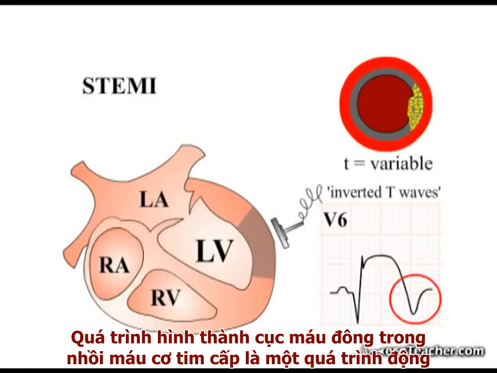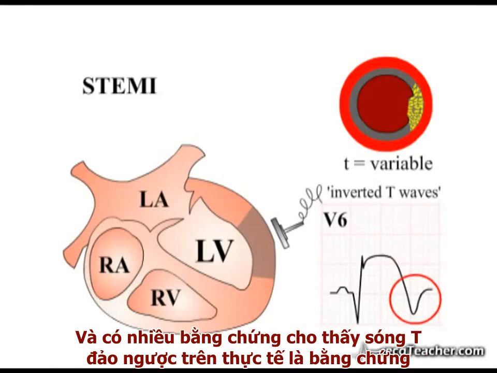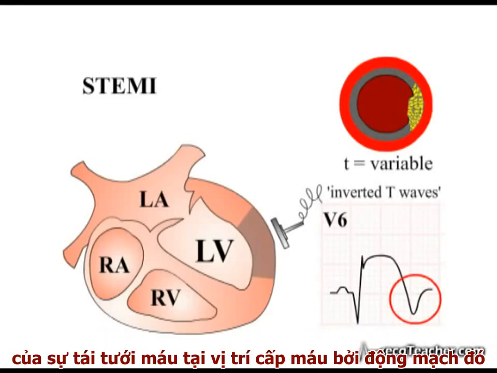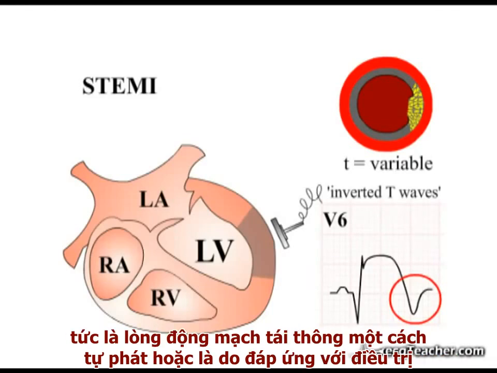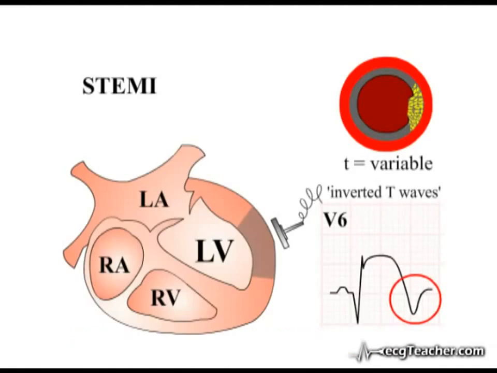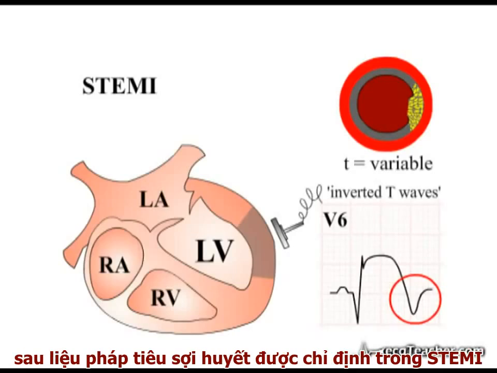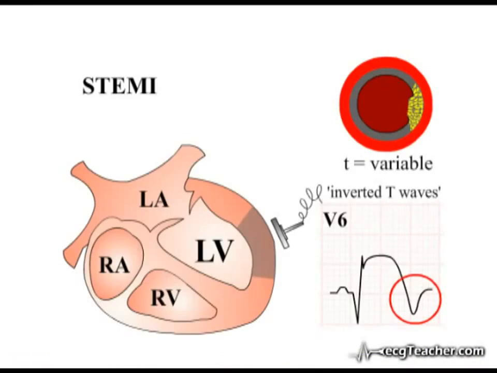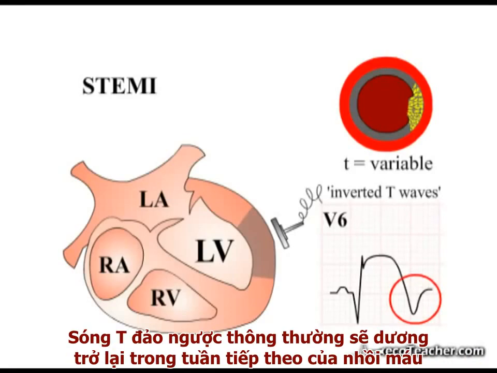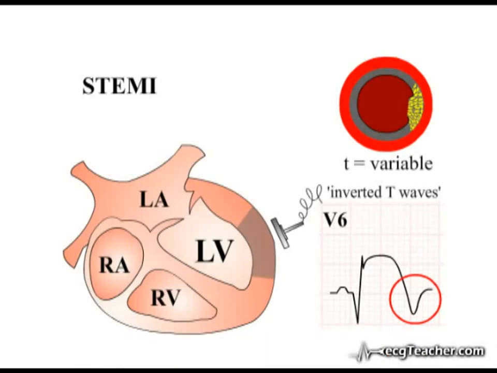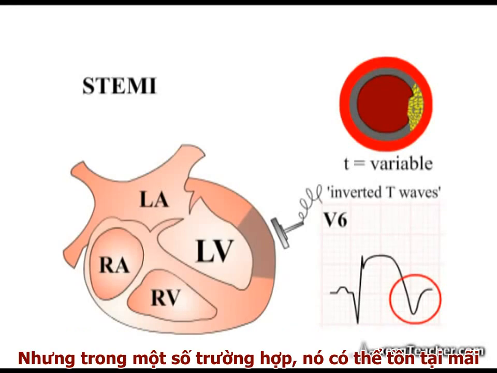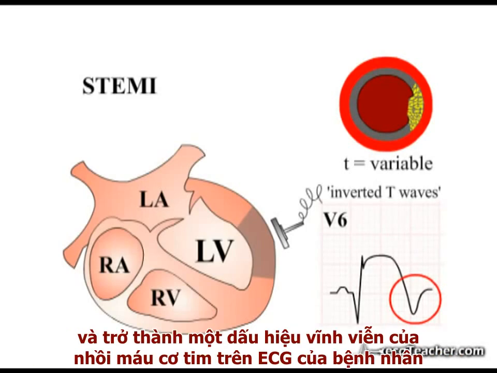The process of clot formation in acute MI is dynamic, and there is some evidence that T-wave inversion may actually reflect reperfusion of the area supplied by the vessel as it recanalizes, either spontaneously or in response to treatment. In support of this view, flipped T waves are commonly seen to develop shortly after thrombolytic therapy is initiated for STEMI. Whatever the mechanism of their generation, flipped T waves generally return to the upright configuration in the week following infarction, but occasionally can persist as a permanent marker of the infarct on the patient's ECG.